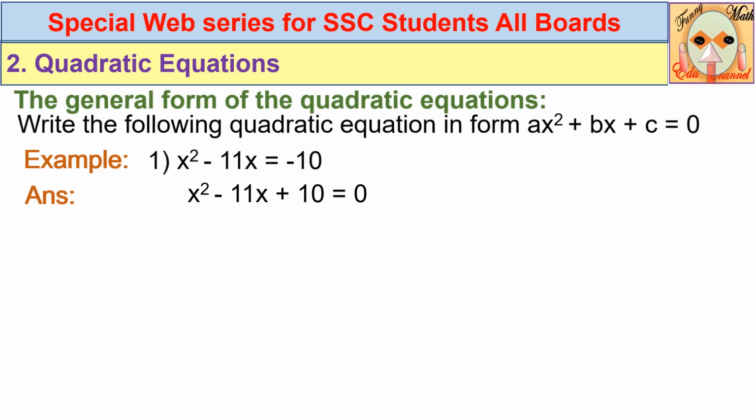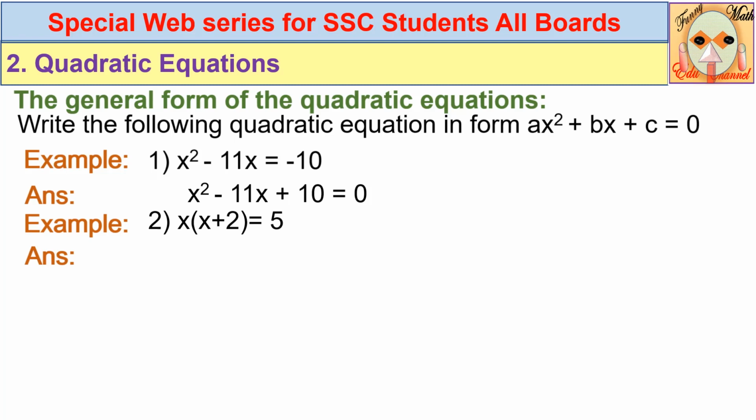Now see the second example. In the second example, x into bracket x plus 2 equal to 5 is given. You have to convert this into the general form. And for that there is a need to multiply the bracketed term, that is x plus 2, by x.